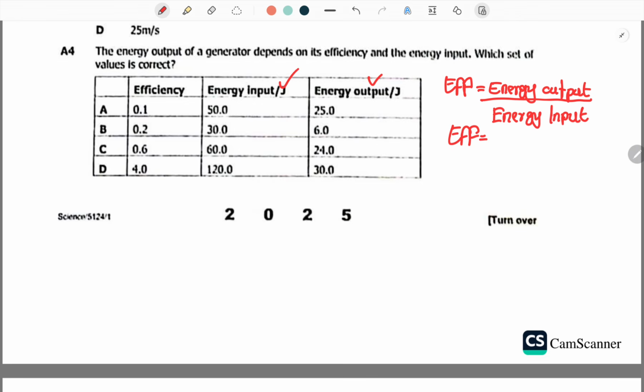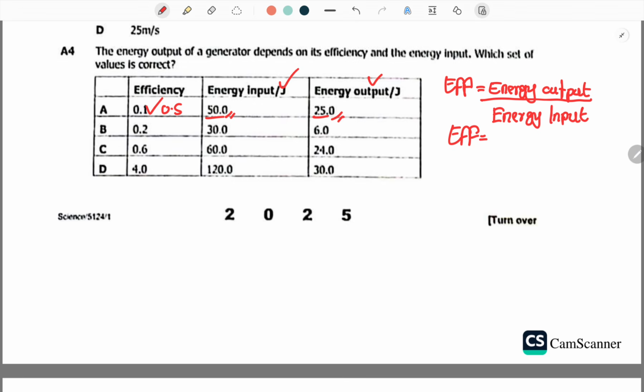So basically, when we divide the two numbers, we must be able to get the correct efficiency. So if you are dividing 25 by 50, are you going to get 0.1? No, it's given as 0.5. So this one is wrong. We go to the next one.